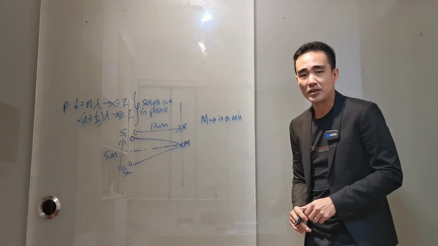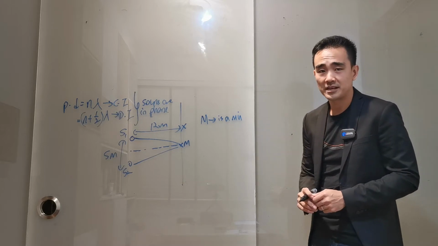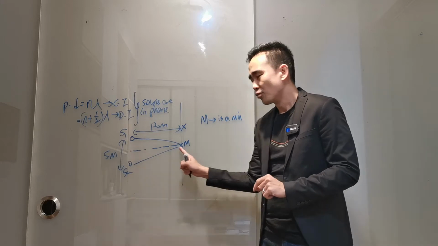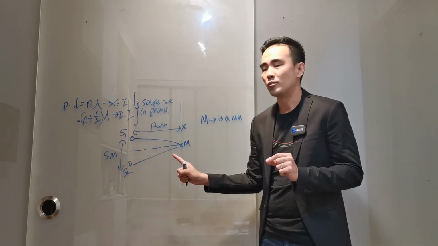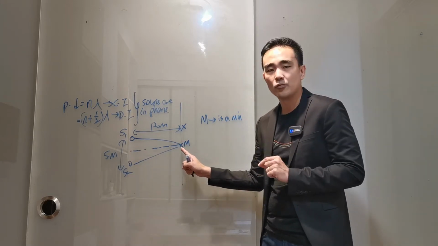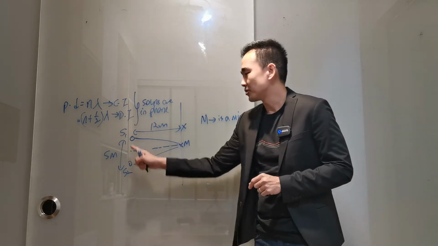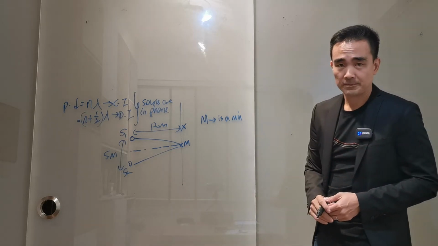In summary, whenever you want to check whether the sources are in phase or out of phase, it is very simple. You always look at the midpoint. Look out for this piece of information in the question, whether the point at the center is a minima or a maxima. That will tell you whether the sources are in phase or out of phase.